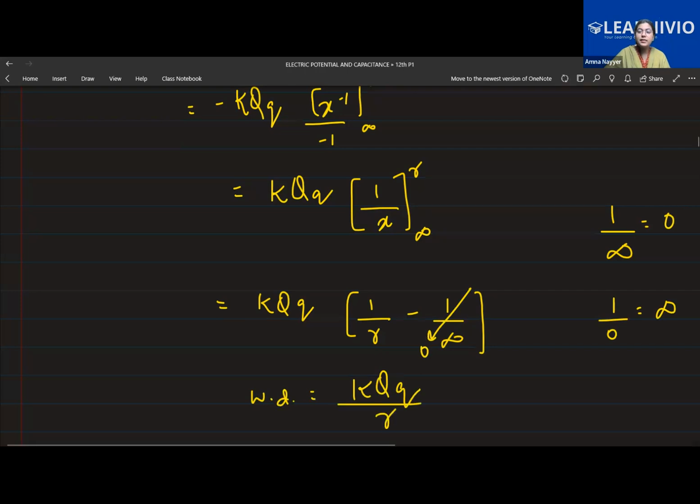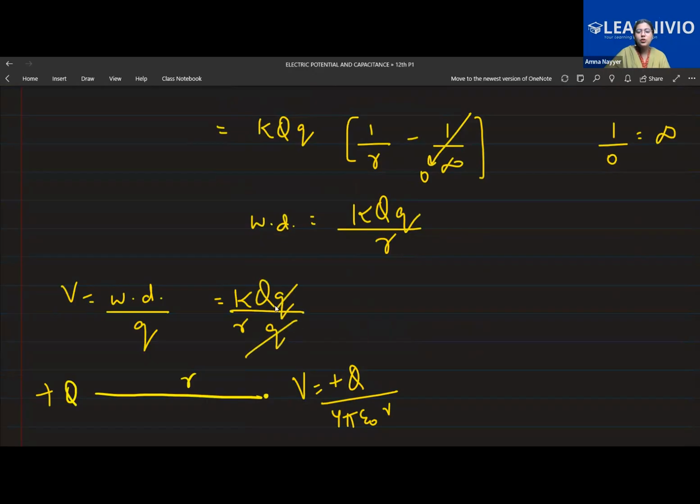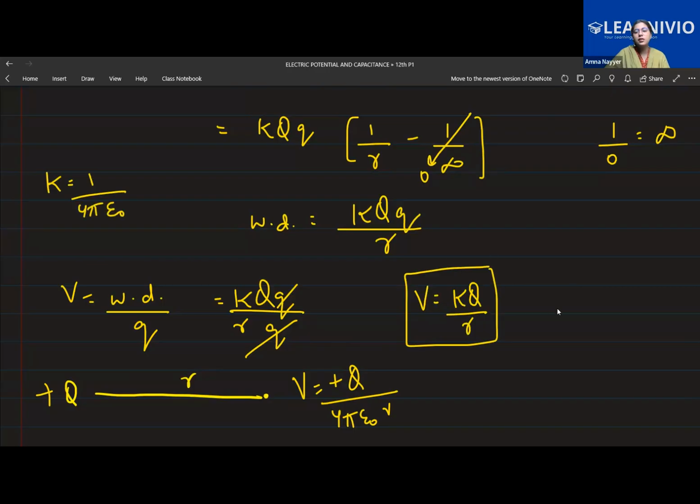Now what did we discuss? We discussed the formula of potential is work done divided by the charge. So work done is K capital Q small q. This is Q. Small q gets cancelled. Potential is K capital Q by R. K's value we already know. K is equal to 1 over 4 pi epsilon naught. So V is equal to Q by 4 pi epsilon naught R.